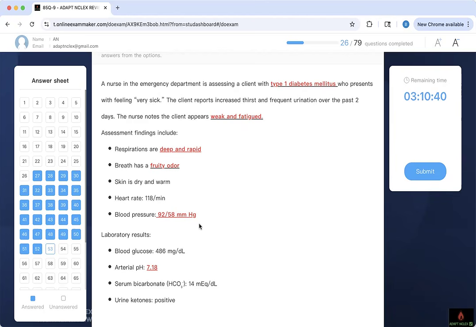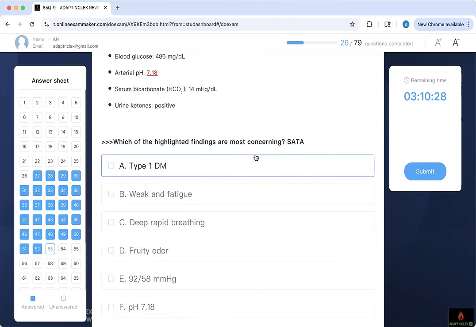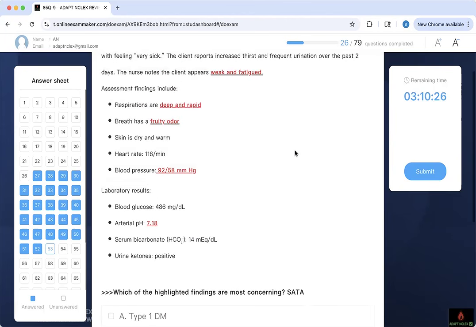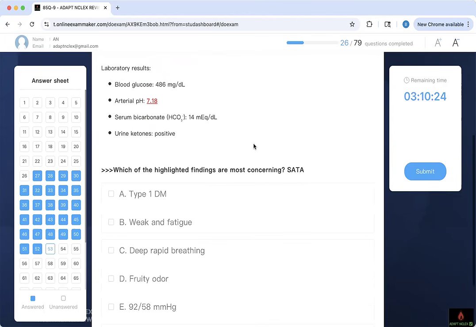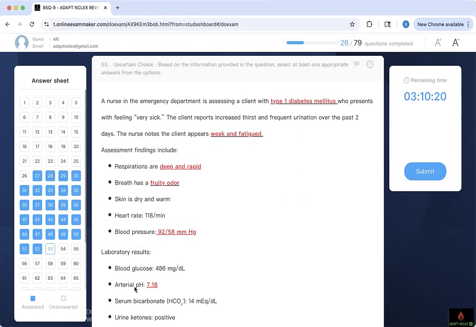Have you seen these questions before? A bunch of information. You said, when would they end? Yes, this is a practice run. Laboratory, I give you everything. Then you ask yourself, what am I being asked? Which of the highlighted findings are most concerning? That's all. What do you think? Do you make a diagnosis? Diabetes patient with all this?